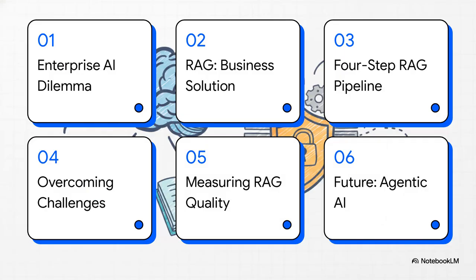Here's our roadmap for today's explainer. Number 1, the enterprise AI dilemma. Number 2, RAG as the business solution. 3, the 4-step RAG pipeline. 4, overcoming challenges with context. 5, measuring RAG performance quality. And finally, number 6, the future, agentic AI. We've got a lot of ground to cover, so let's jump right in.